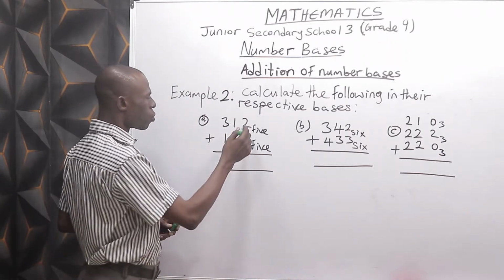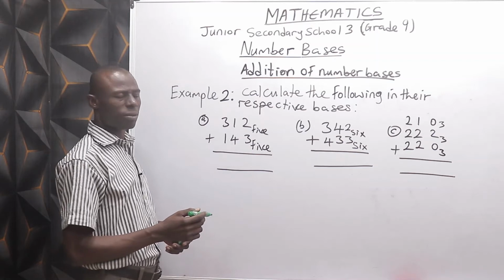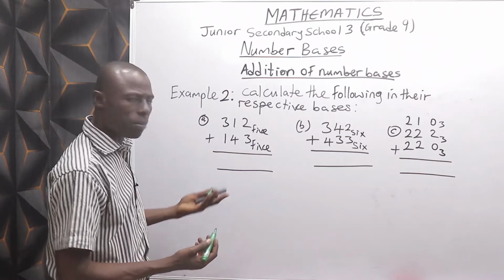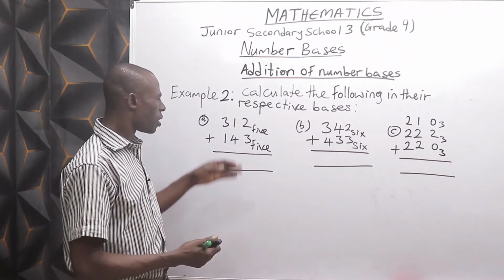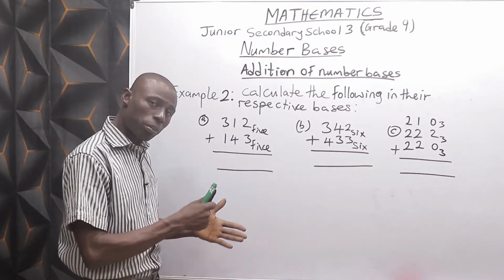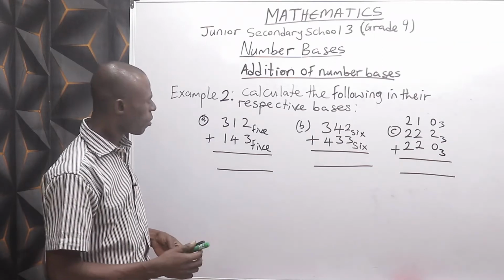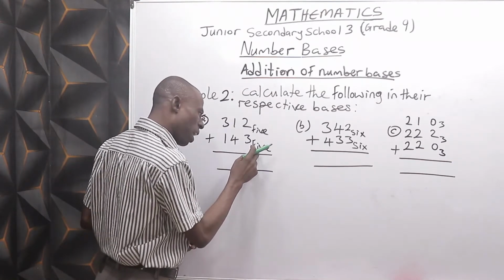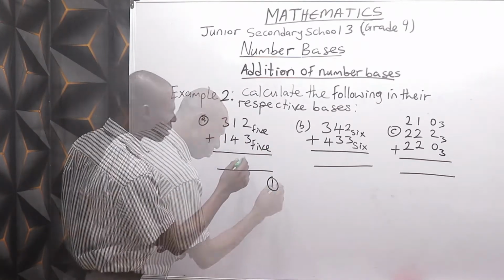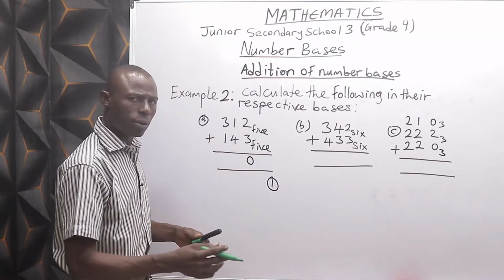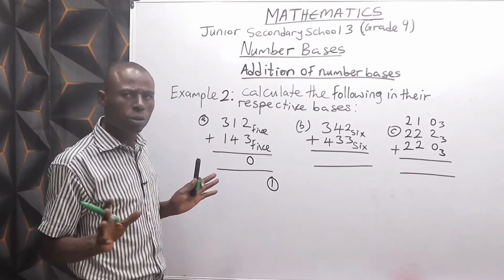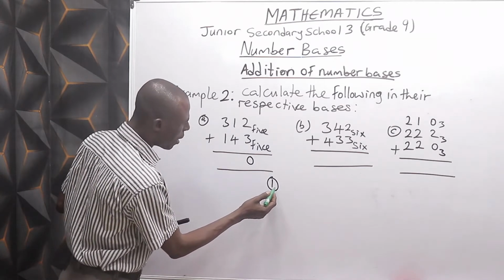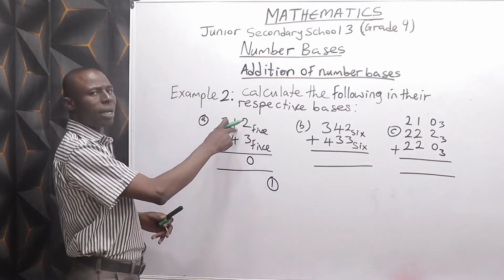2 plus 3, that's 5. Don't forget you cannot just write 5 down here because you're operating in base 5. So you cannot have digit 5 in base 5. So what do you do? You ask yourself, how many times do you have your base 5 in 5? That's 1 time, remainder 0. So that once here, carry it, come and add it to 1 here, making 2.